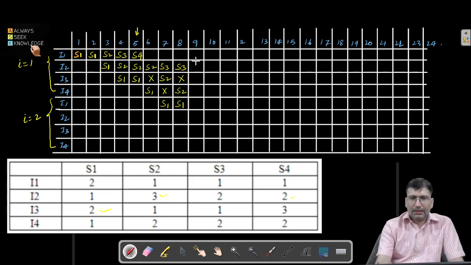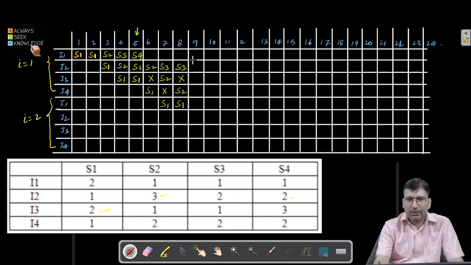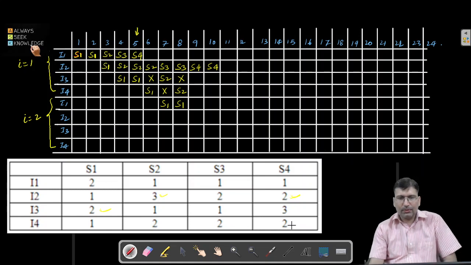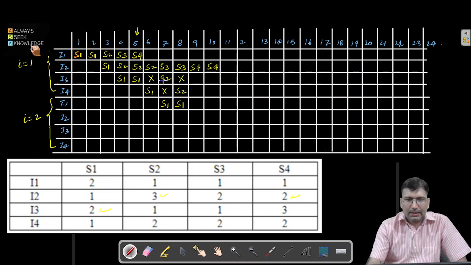Now in machine cycle 9, what will happen? After the execution of 2 machine cycles in S3, I2 will be shifted to S4. I2 will be in S4 for 2 machine cycles because it requires 2 machine cycles in S4. Once I2 has been shifted to S4, then I3 will be shifted to S3 here, right?